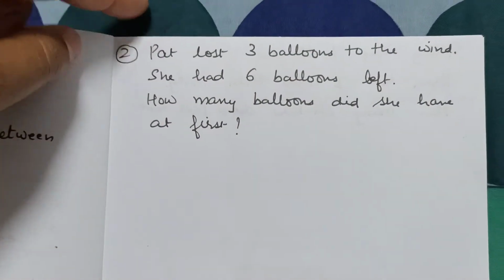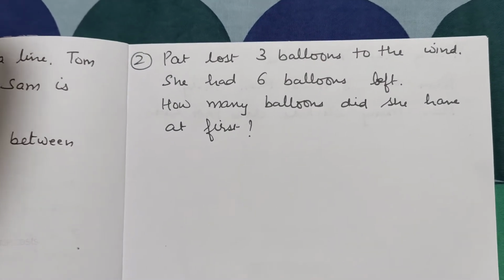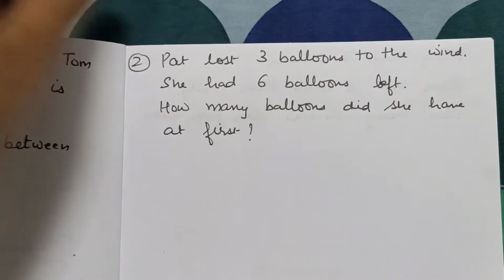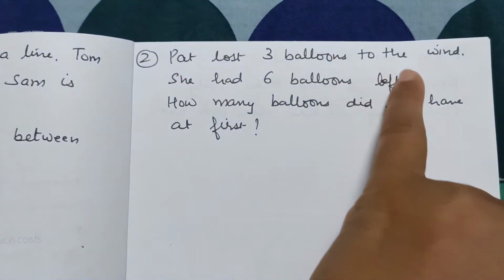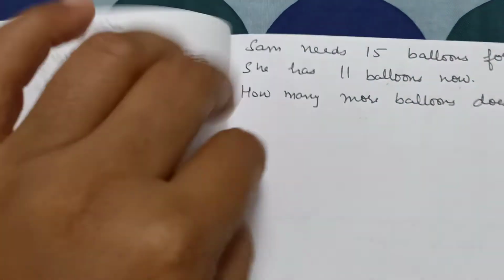Okay, Pat lost 3 balloons to the wind. She had 6 balloons left. How many balloons did she have at first? Simple subtraction, but again I have kept it very easy for her to read. So yeah, some part of reading along with the math problems.